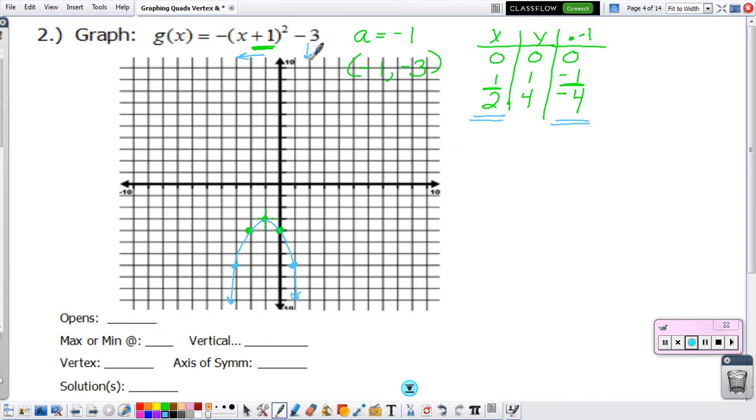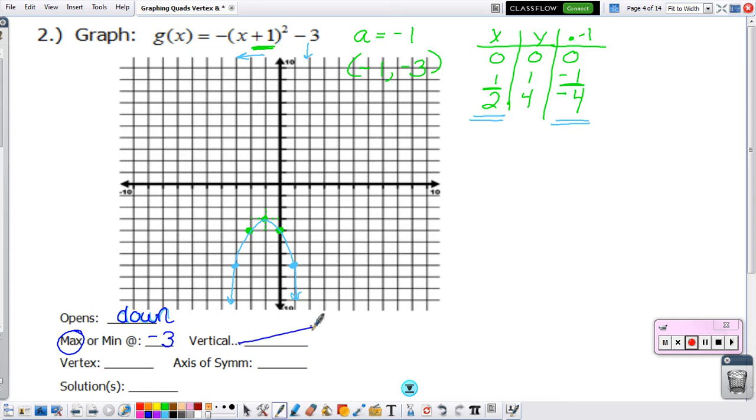This graph opens down because the a value is negative. Because this graph opens down, notice we have a max point, and we're looking for the y value. So we have a max at -3. This particular graph does not have a vertical shrink or stretch because the a value is still 1.